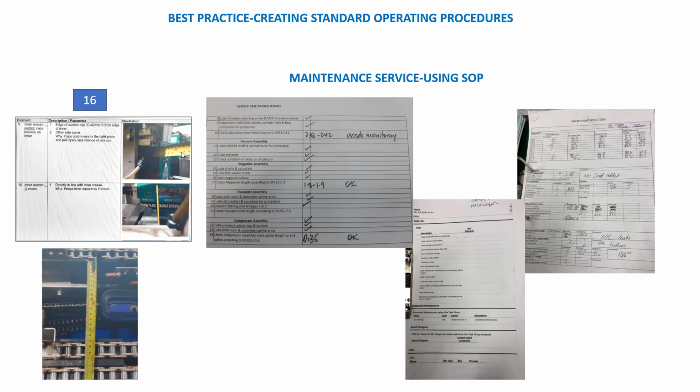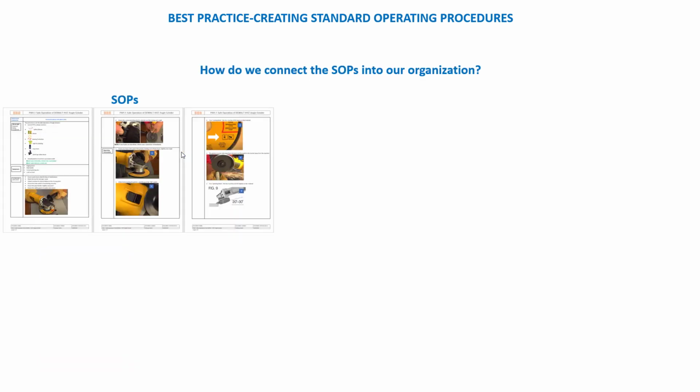In our maintenance review service setup, we can have reference to procedures or part of the procedures. So in this particular case, when we're doing our service, we can make sure that we're doing a service that's connected to a certain part of the SOP. How do we connect the SOP into our organisation?